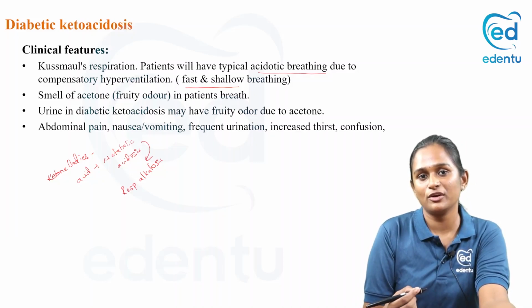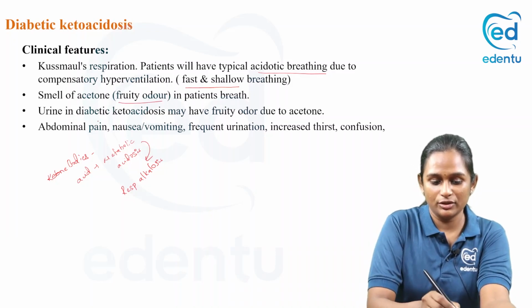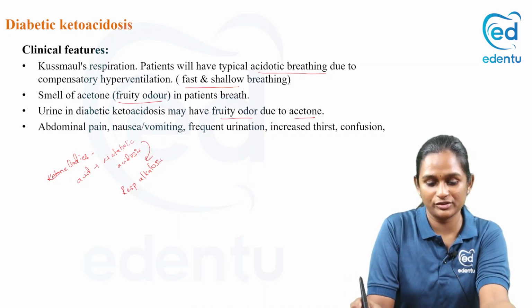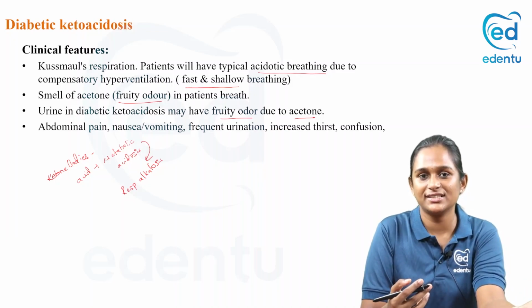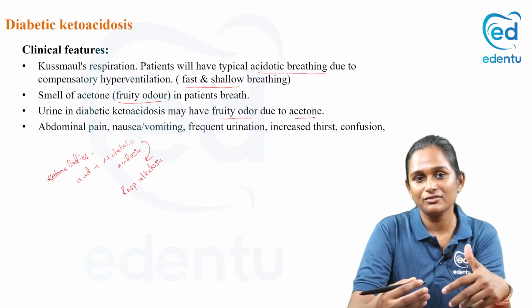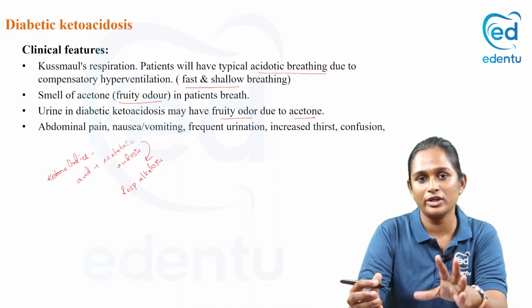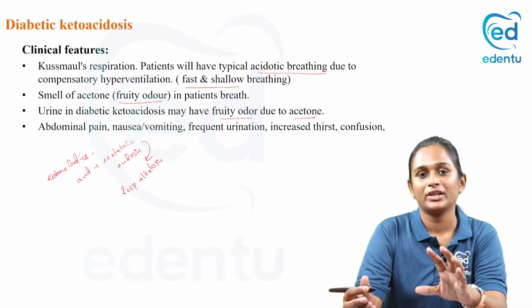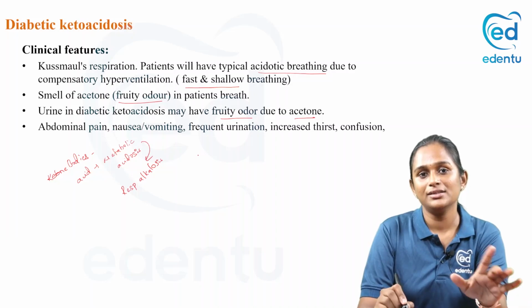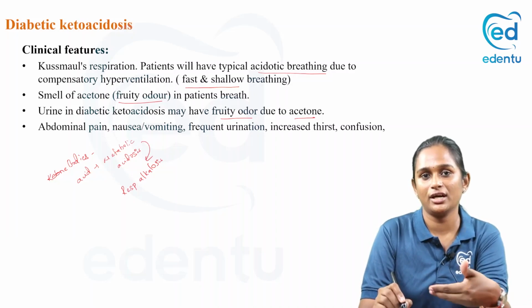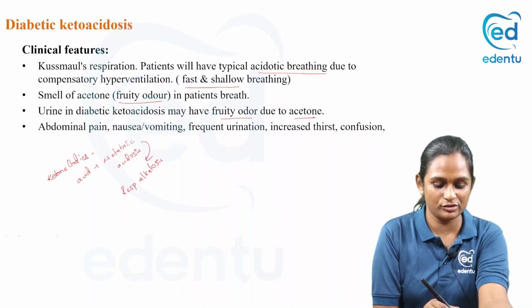The person will also have a smell of acetone, that fruity odor, and the urine will also contain acetone. The person will also have nausea, vomiting, abdominal pain, increased thirst, and confusion. These are because the body tries to eliminate the excess ketone bodies, which are excreted as sodium salts like sodium acetoacetate and sodium hydroxybutyrate. So there will be hyponatremia, and this hyponatremia will result in nausea, vomiting, increased thirst, and abdominal pain. These are the clinical features of ketoacidosis.